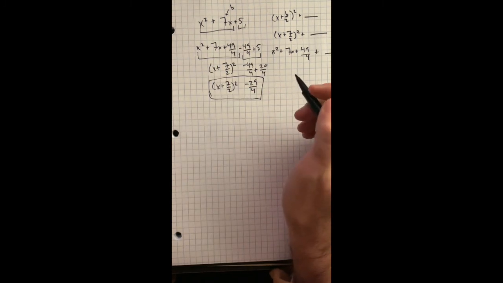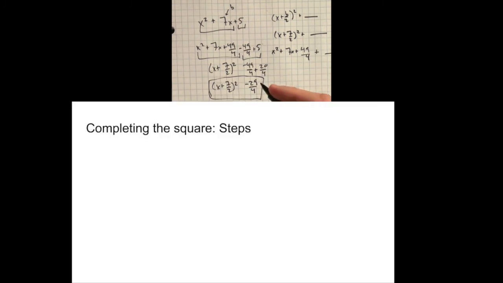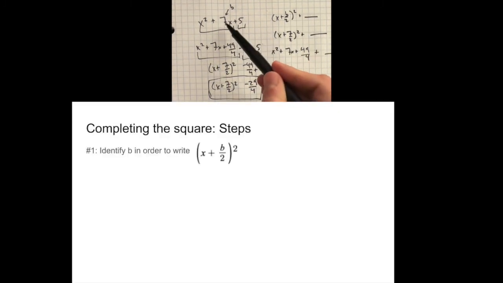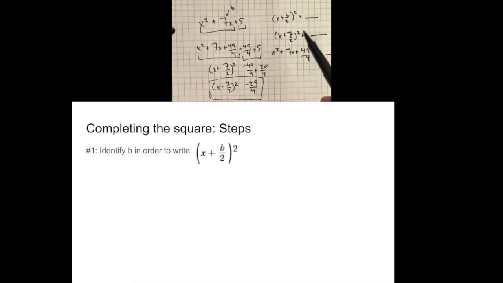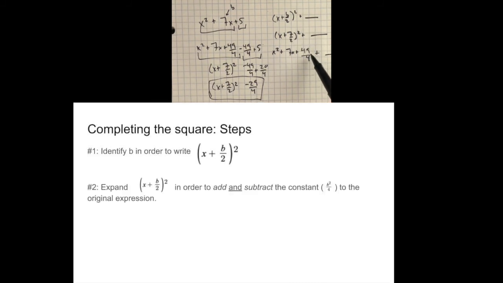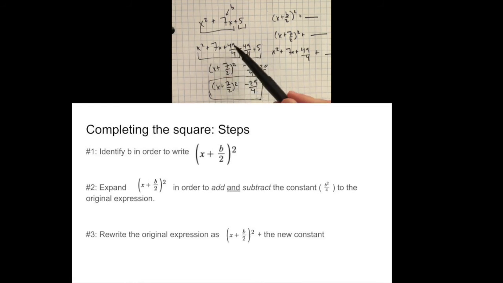And so let's recap the steps that we took to get there. The first thing that we did is we identified b and knew that we were going to write x plus b over 2 squared. In this case, x plus 7 over 2 squared. We used that to find the constant that we would have had when we expanded that, and we added that constant and subtracted that constant. Then we rewrote these first three terms in the way that we knew we wanted to write it, which was x plus b over 2 squared. And then we combined the constant to figure out that extra something at the end.